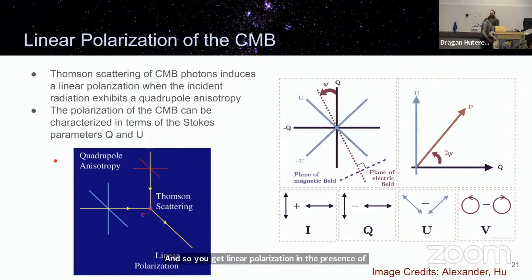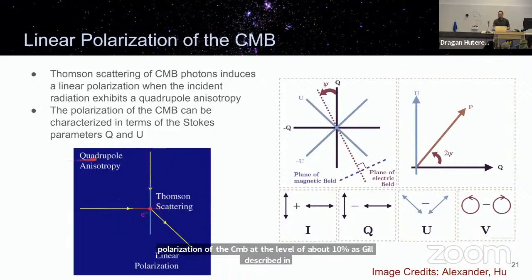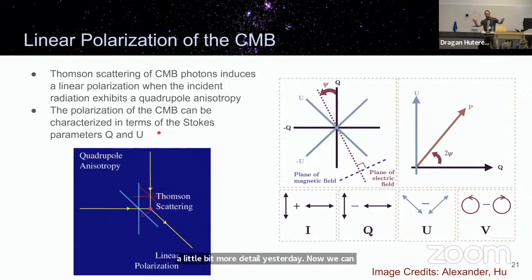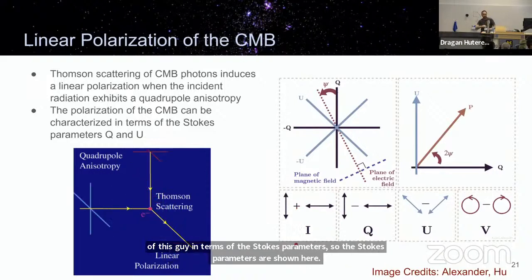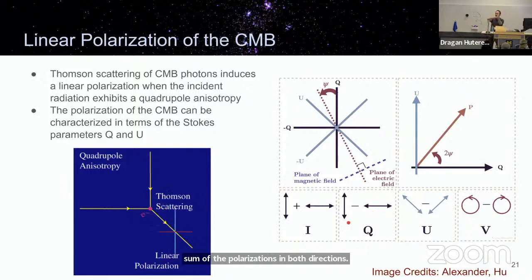That naturally arises during recombination because you have density fluctuations and you have perturbations to the velocity of the plasma. And this produces a polarization of the CMB at the level of about 10%, as Gil described in a little bit more detail yesterday. Now we can characterize that linear polarization throughout a map of the sky in terms of the Stokes parameters, which are shown here. So I is just the intensity. Roughly speaking, it's the sum of the polarizations in both directions. Q is the difference of the vertical and horizontal polarizations, and U is the difference of the 45-degree polarizations. This, as Gil also pointed out, is dependent on your choice of coordinates. And so if you change what you consider to be up or down or north or south or whatever, you change the definition of Q and U.